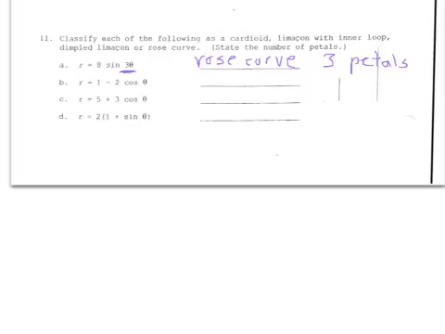Next one is r equals 1 minus 2 cosine theta. So if we put a over b, we end up with 1/2. And 1/2 is less than 1, so we are dealing with a limaçon with an inner loop. Part C, we have 5 plus 3 cosine theta. So if we put 5 over 3, 5 over 3 is in between 1 and 2. So we are dealing with a dimpled limaçon.